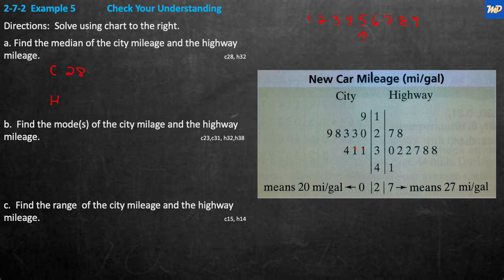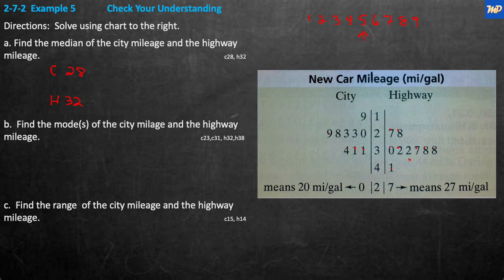And then for the highway, it's 27, 28, 30, 32, and 32. This one right here is the median. 1, 2, 3, 4 below it, 1, 2, 3, 4 above it. See, 1, 2, 3, 4 vehicles below, and 37, 38, 38, and the 41 makes 4 above. So it's 32. 32 is the highway. There's the median of those two.